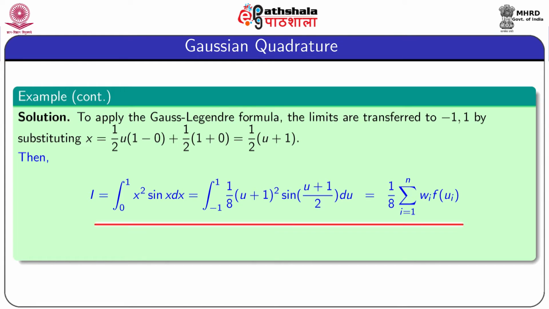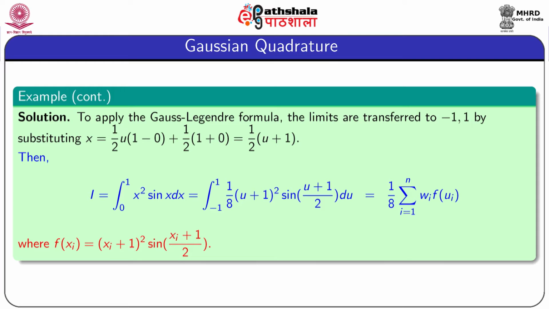Therefore, I = integral from 0 to 1 of x^2 sin x dx is converted to the integral from -1 to 1 of (1/8)(u + 1)^2 sin((u + 1)/2) du. And as per the Gauss-Legendre formula, it is equal to (1/8) times the sum from i = 1 to n of wi f(ui), where f(xi) = (xi + 1)^2 sin((xi + 1)/2).